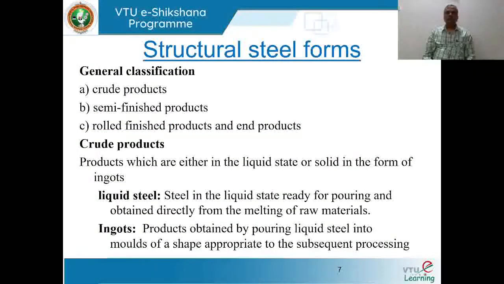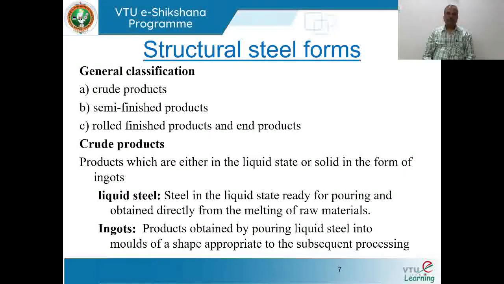So let us see the different structural steel forms that can be used in the construction of steel. As far as the general classification of the structural steel forms is concerned, basically we have four forms as you can see here: the crude product, semi-finished products, rolled finished products, and end products. What is important in the design of steel structure, as far as the properties of the sections are concerned, is the rolled finished products and the end products.